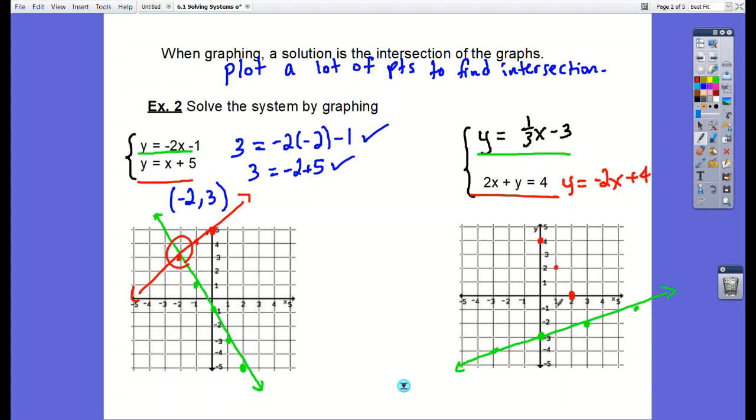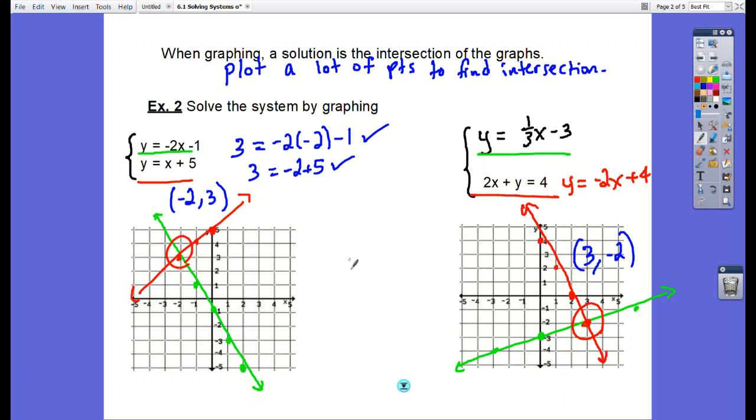Down 2, right 1, down 2, right 1, down 2, right 1. Yep, that is where they're going to intersect. So this is our intersection point. This is the point (3, -2). To make sure, plug it in.